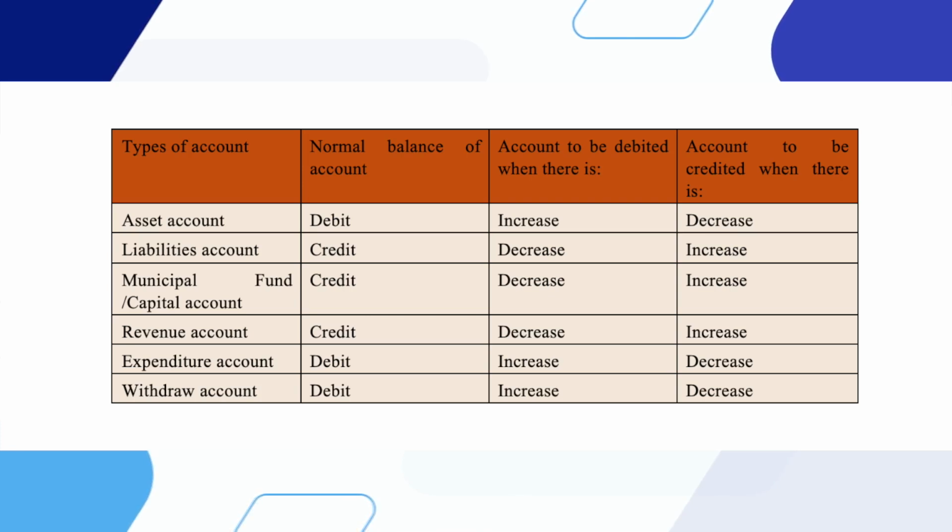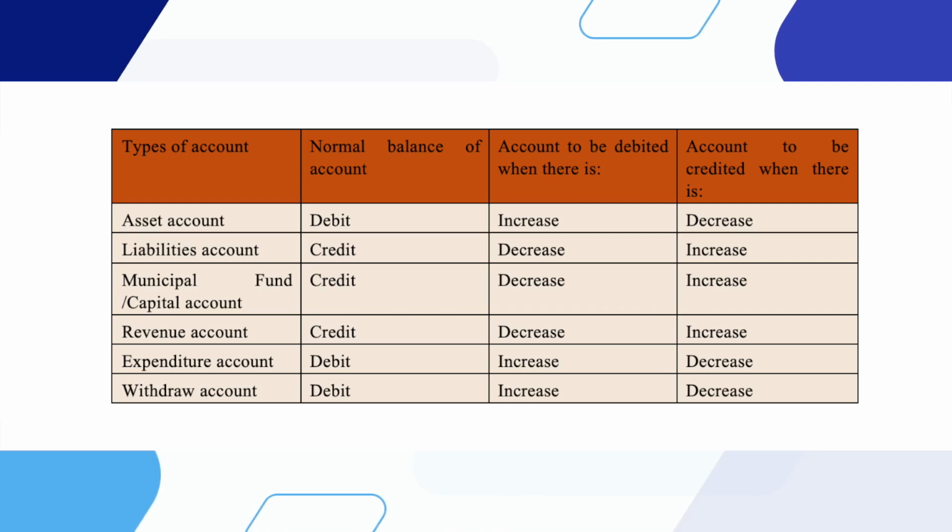For a capital account, the normal balance of the account is credit, and the account will be debited when there is a decrease in the capital and credited when there is an increase in the capital. For a revenue account, the normal balance of the account is also credit, and the account will also be debited in case of a decrease in revenue and credited in case of increase in revenue.